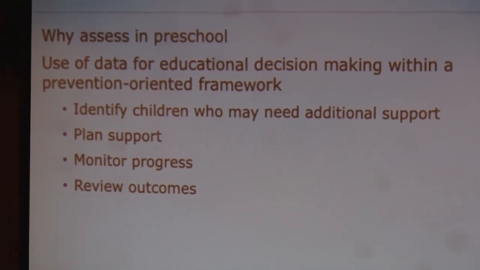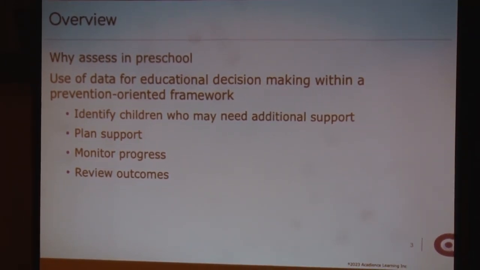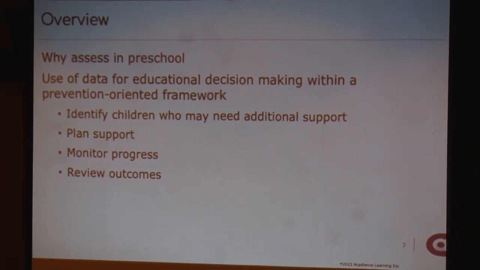Anyway, so I will talk a little bit about why assess in preschool, not much because I covered that in the last session, but really talk about use of data in a prevention-oriented framework. The whole idea is to prevent reading problems from occurring in the first place. Get kids on track, keep them on track. And so we will walk through a framework for using the data to make decisions.